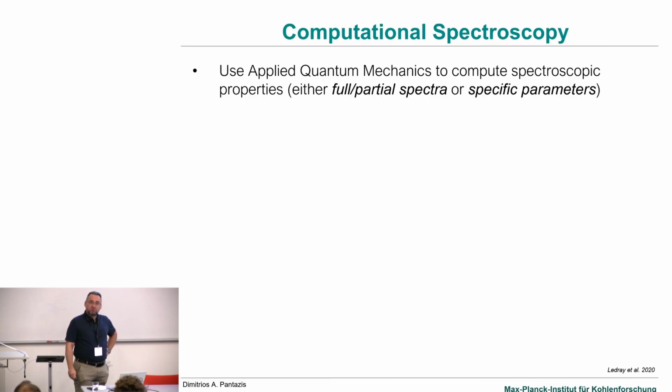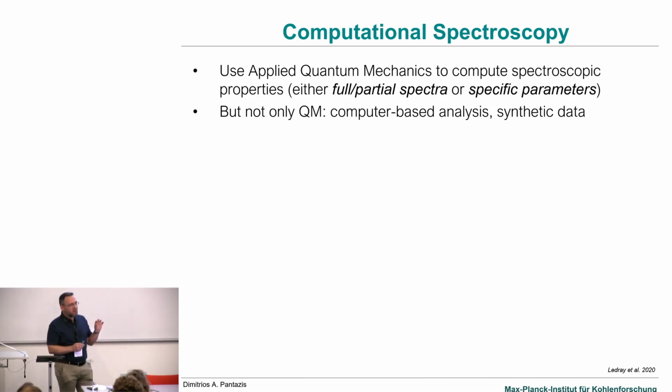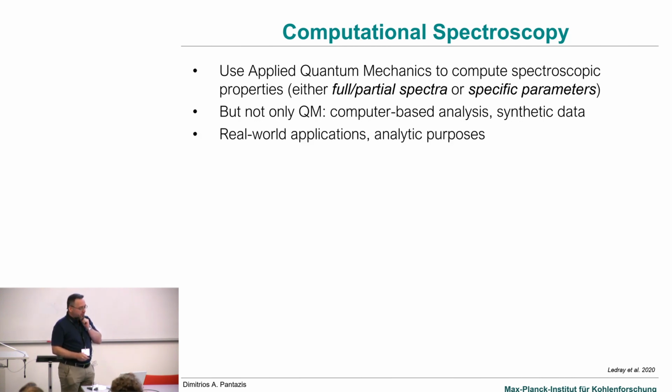In the case of computational spectroscopy, which is most of the use of computational chemistry in this school, the point is to use applied quantum mechanics to compute spectroscopic properties. These are not necessarily full spectra. For example, we're not going to compute a whole EPR spectrum or something. We're computing specific aspects of the electronic structure that we can connect to experimental observations.